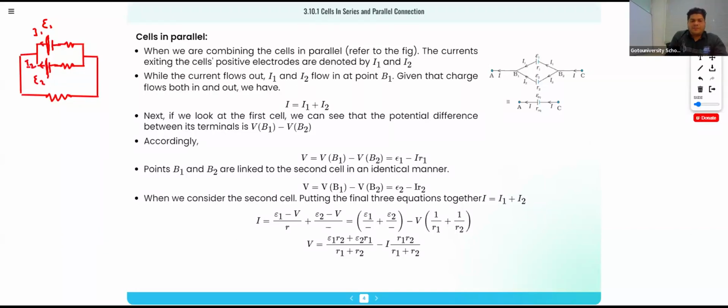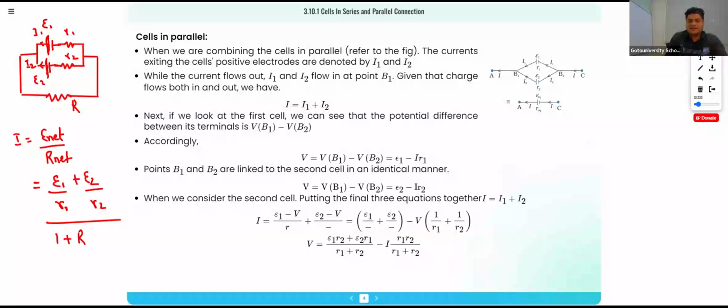Okay, so now in the case of parallel, you will do the same thing. That means you will write E net over R net. This is your capital R, this is your small r1, this is your small r2. What will be E net? E net would be E1 plus E2, but as they both are in parallel, you will write E1 upon r1 plus E2 upon r2. And R net will be equal to 1 over 1 upon R plus 1 upon r1 plus 1 upon r2. This will be the formula.